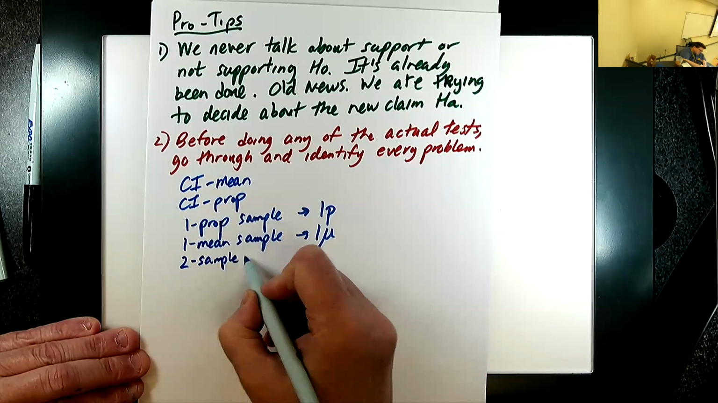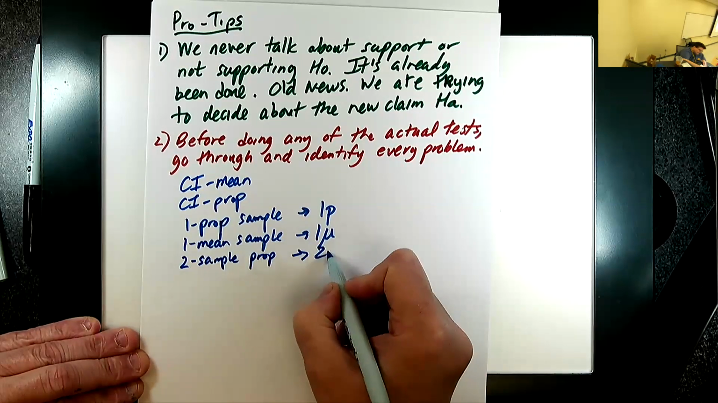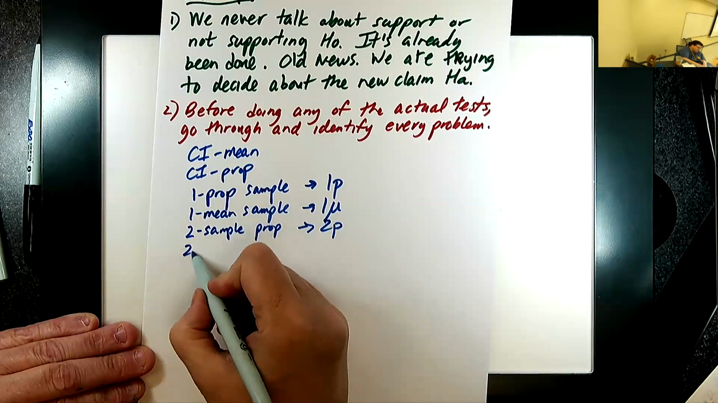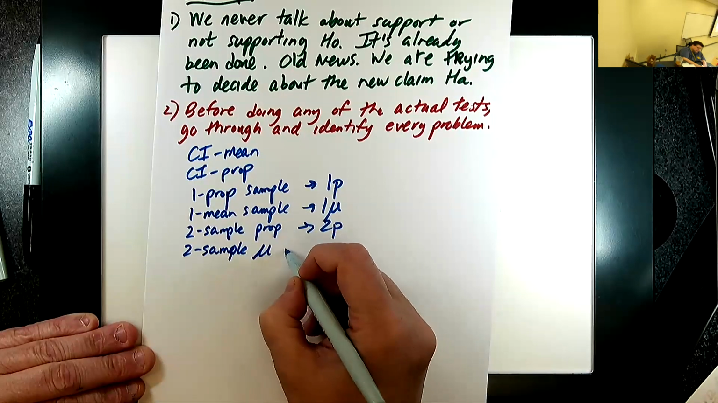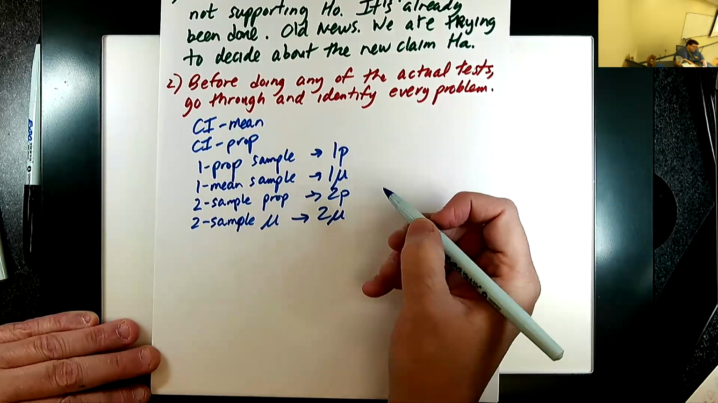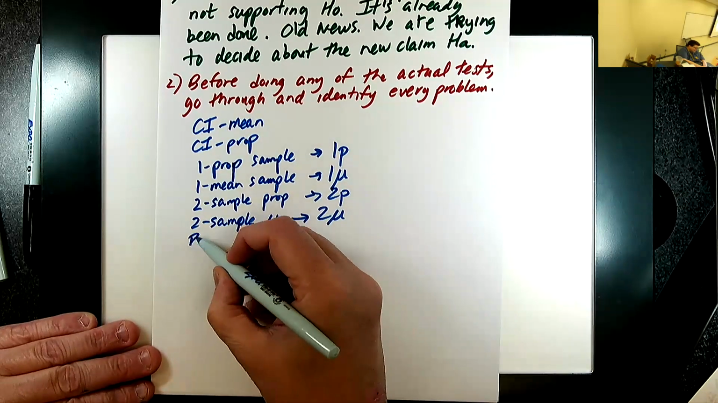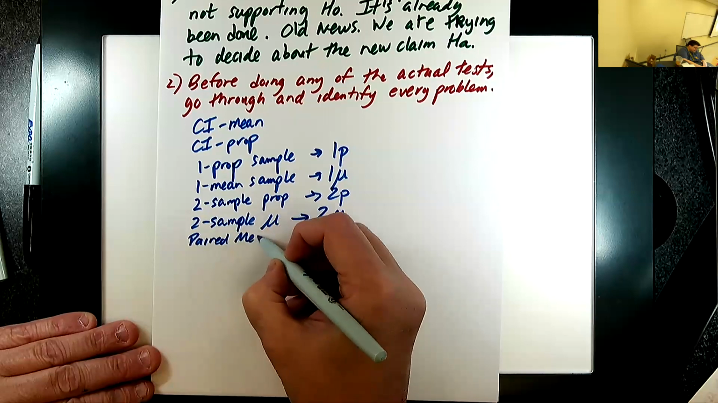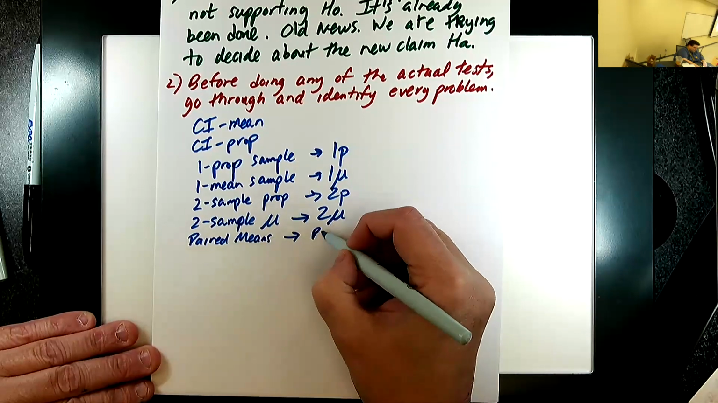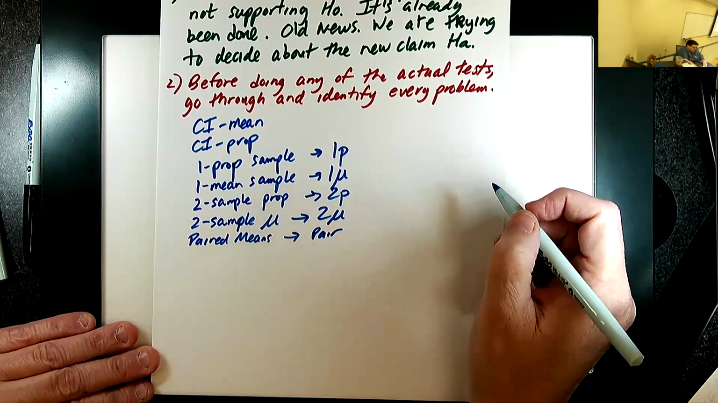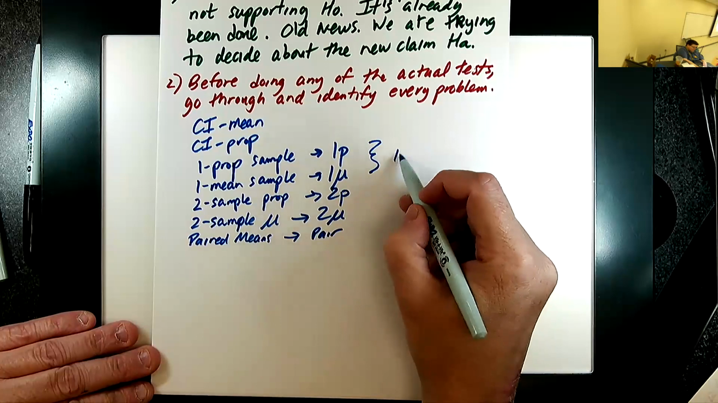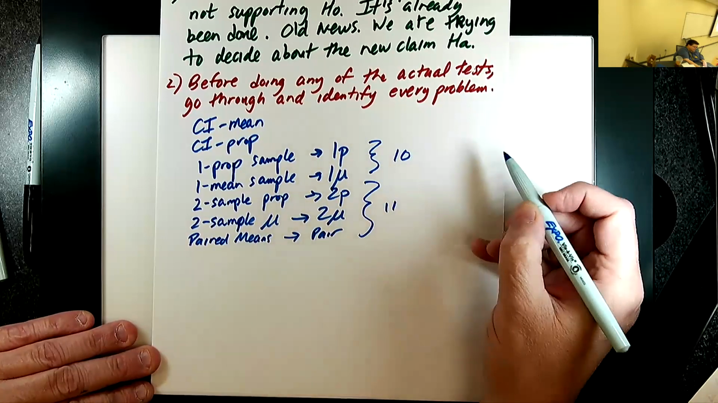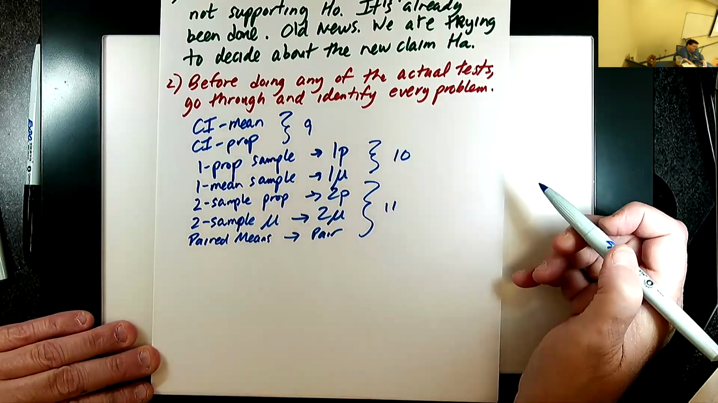Then we had our 2 sample proportion test, which is a 2P. A 2 sample mean test, 2 mu. And then we have the paired means test. If you put pair, that's sufficient. I'll know what you're talking about. These are your chapter 10 topics. These are your chapter 11 topics. These are your chapter 9 topics.